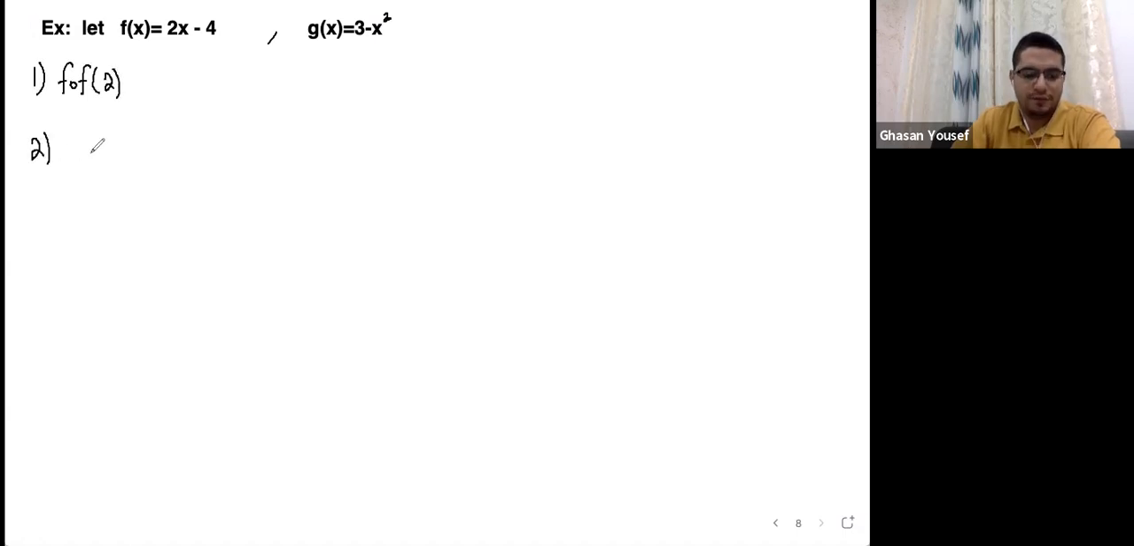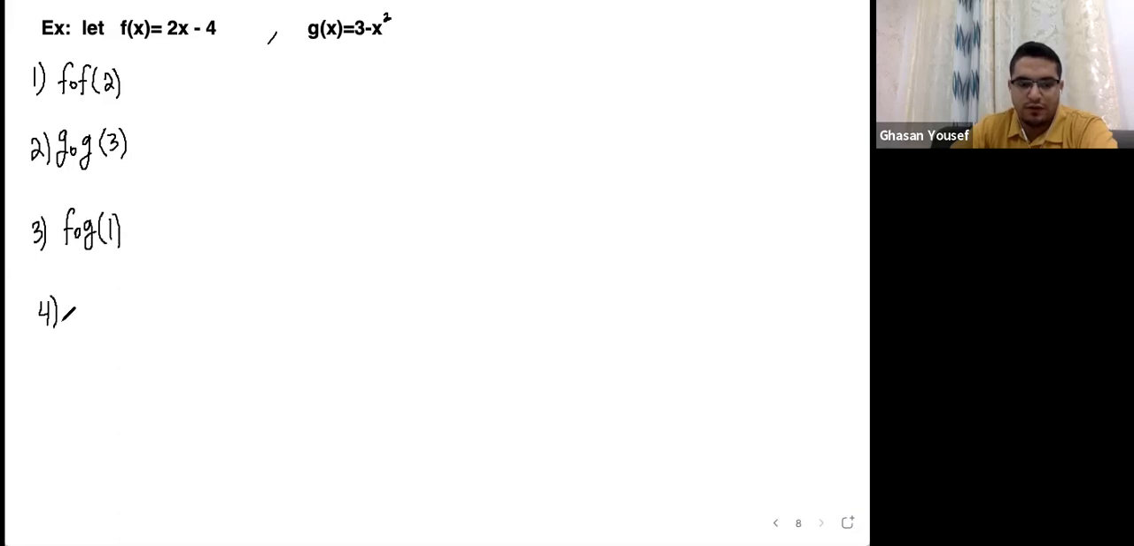Number two, find g circle g of 3. Number three, find f circle g of 1. And that's it, just only 3. Okay, who will do the first one? F circle f of 2.